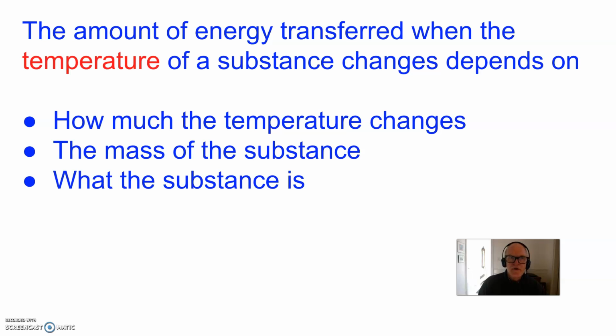Let's start with temperature. The amount of energy transferred if temperature changes depends on how much the temperature changes, right? More energy to make the temperature change more. It depends on what the mass of the substance is. If we want to change the temperature of a small thing, it takes less energy than to change the temperature of a large thing. And it also depends on what the substance is. Some substances are easier to make the temperature change than others.